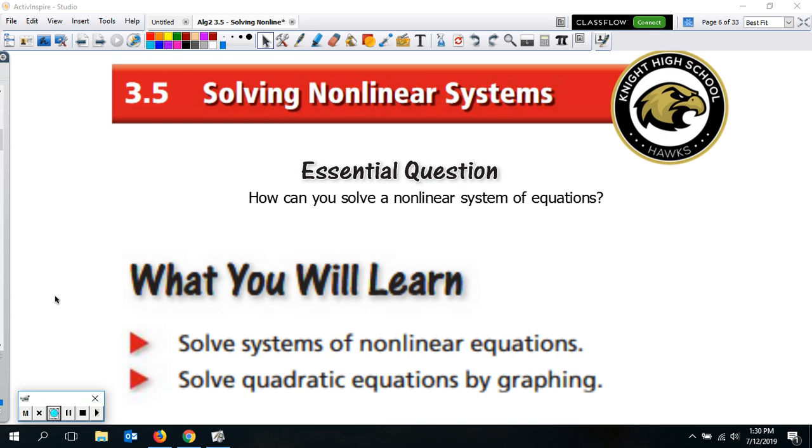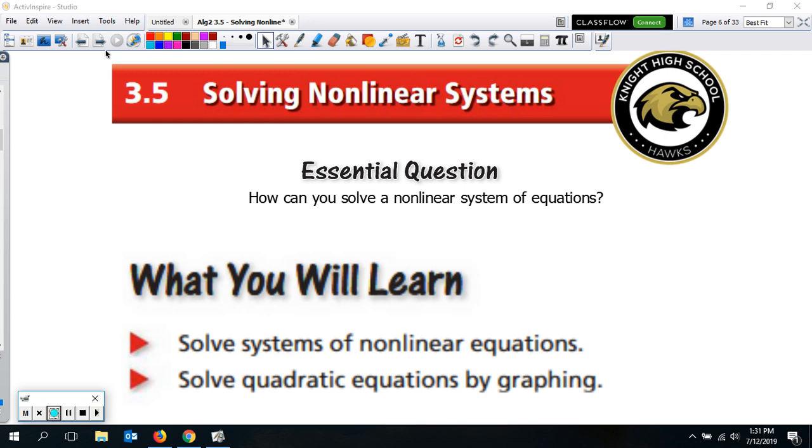So here you are at 3.5 in Big Ideas, Algebra 2, solving nonlinear systems. And so we're going to be looking at what nonlinear systems are. We've looked at linear systems already back in chapter 1. We looked at a 2x2 system, which really was more from Algebra 1, and then also a 3x3 system. We were solving them using substitution, using elimination. We could even solve them with graphing, of course. And that's what we're going to be looking at here, but we're doing it with nonlinear systems.